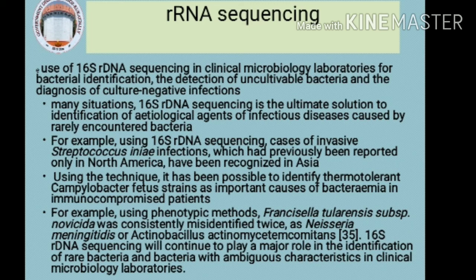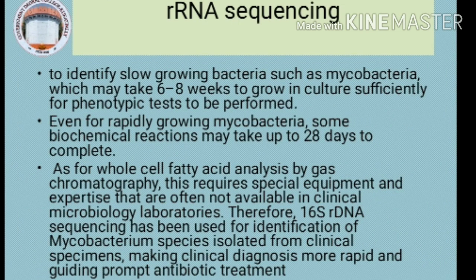Slow-growing bacteria such as mycobacteria, which take 6 to 8 weeks to grow in culture for phenotypic tests, are easily identified by using ribosomal RNA sequencing or ribosomal DNA sequencing. Ribosomal DNA sequencing has been used for identification of Mycobacterium species isolated from clinical specimens, making clinical diagnosis more rapid and guiding prompt antibiotic treatment for tuberculosis.